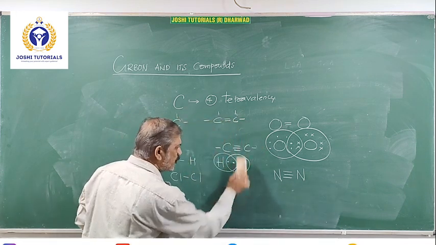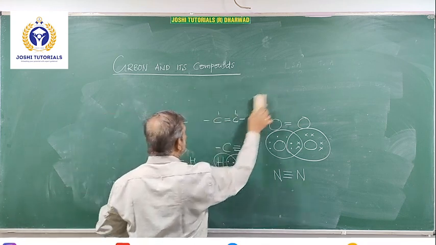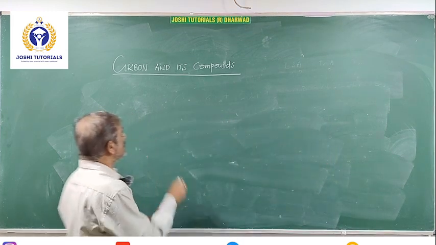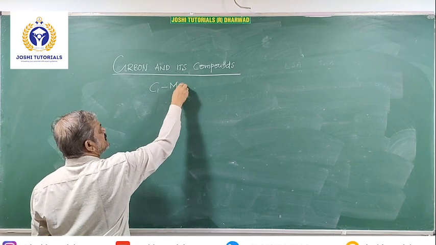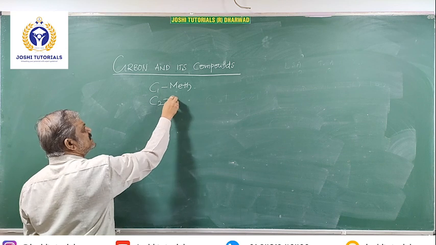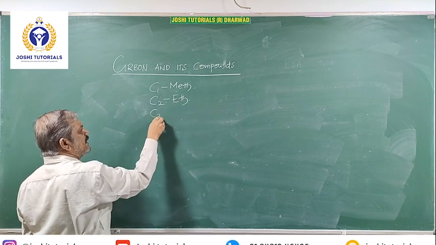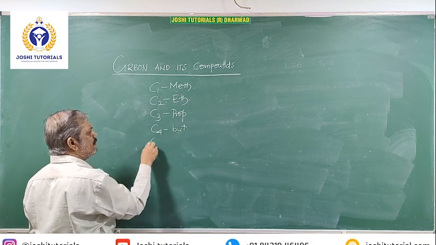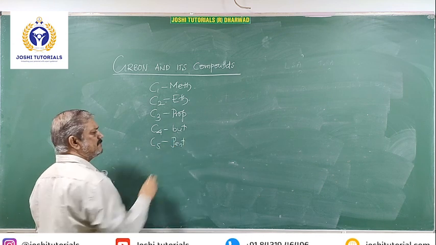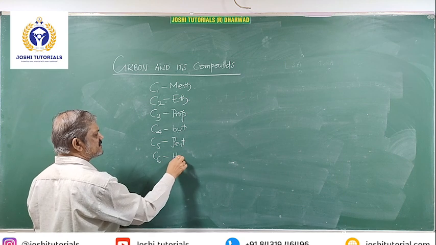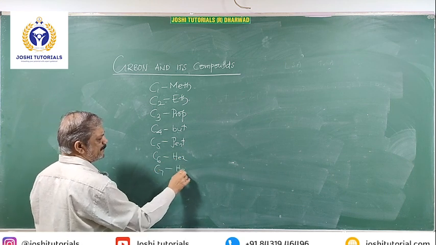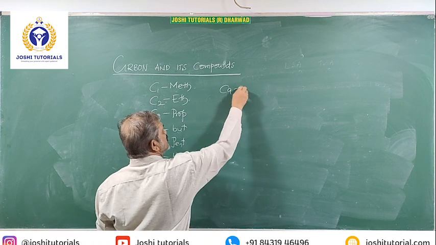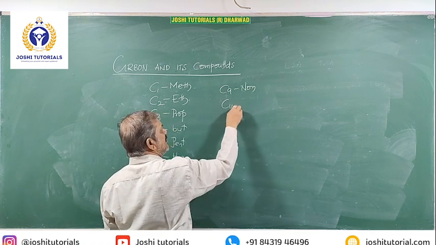Now, after knowing this, you must know the basic knowledge like: for 1 carbon it is meth, for 2 it is eth, for 3 it is prop, for 4 it is but, for 5 it is pent, for 6 it is hex, for 7 it is hept, for 8 it is oct, for 9 it is non, for 10 it is dec.